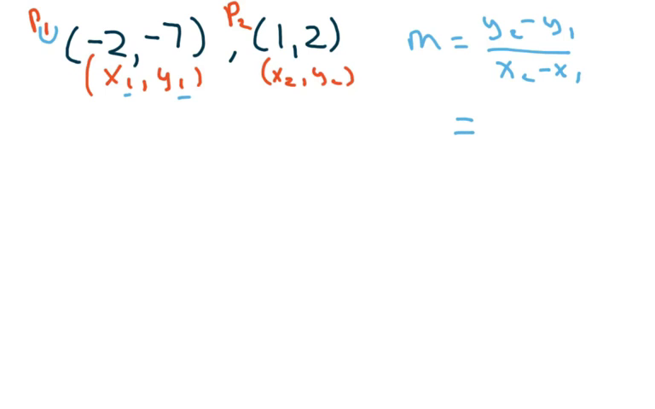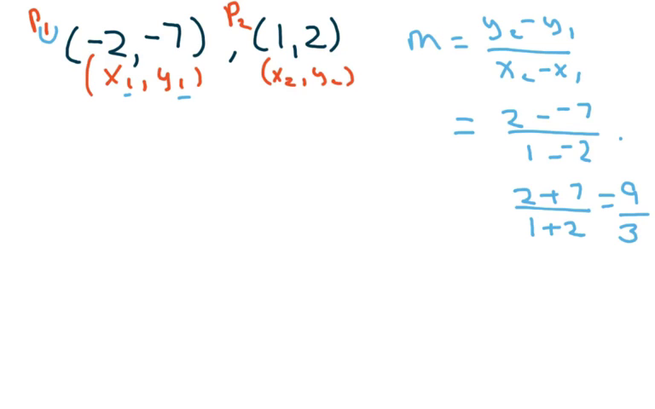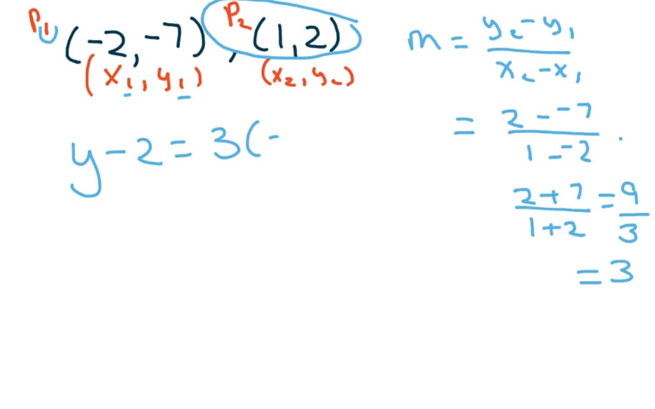So I just plug everything in. 2 minus a negative 7 over 1 minus a negative 2. So this gives me 2 plus 7, which is 9, and 1 plus 2, which is 3. So my slope is 3. Now, I'm going to go ahead and pick point 2. I just think, just looking at it, that looks easier to me than trying to do the double negatives. So I'm going to do y minus 2 equals 3 times x minus 1.